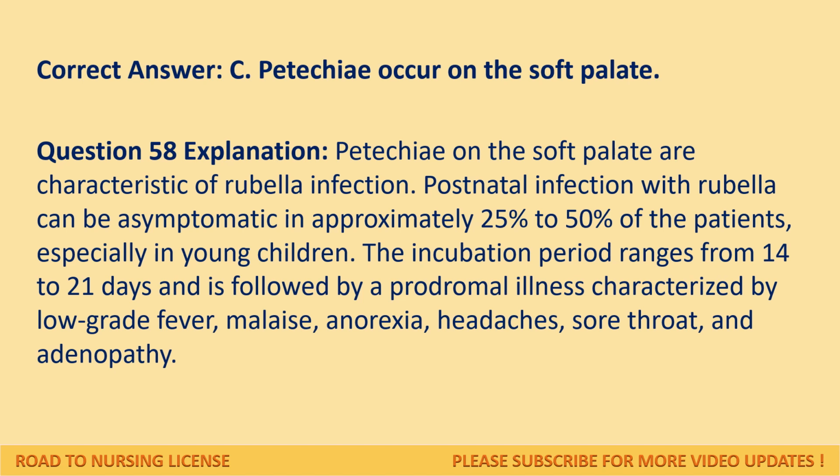Question 58 Explanation. Petechiae on the soft palate are characteristic of rubella infection. Postnatal infection with rubella can be asymptomatic in approximately 25% to 50% of the patients, especially in young children. The incubation period ranges from 14 to 21 days and is followed by a prodromal illness characterized by low-grade fever, malaise, anorexia, headaches, sore throat, and adenopathy.